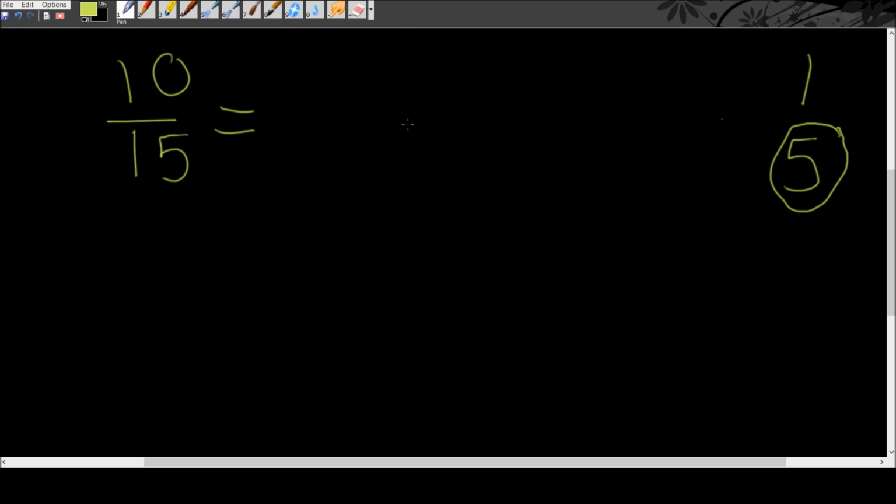Lovely. Now we're going to say how many 5's go into 10, which is 2. And how many 5's go into 15, which is 3. Beautiful. We have simplified 10 over 15 to 2 over 3, and we cannot simplify this any further. Okay, I hope you're getting the gist of it, guys. Now we're going to look at another example.